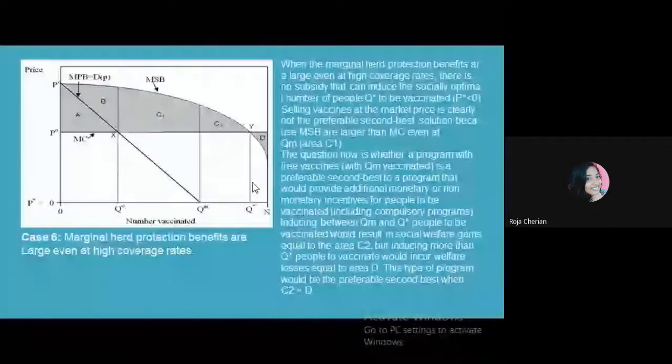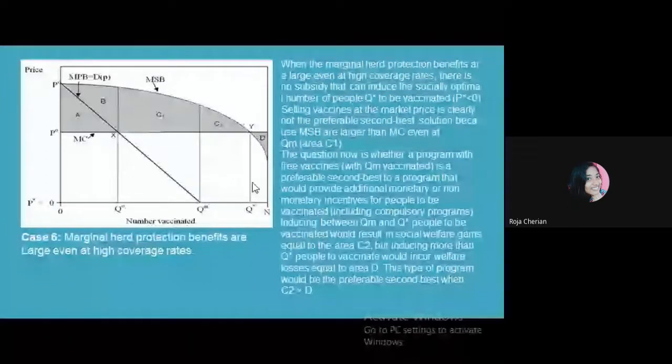Case 6, marginal herd protection benefits are large even at a high coverage rate. When marginal herd protection benefits are large even at a high coverage rate, there is no subsidy that can induce the socially optimal number of people, that is Q0, to be vaccinated. So selling vaccines at a market price is clearly not the preferable second best solution, because marginal social benefits are larger than the marginal cost even at the point QM, that is area C1. So there arises a question as to whether a program with free vaccine, that is with the QM people vaccinated, is a preferable second best to a program that will provide additional monetary or non-monetary incentive for people to be vaccinated, including compulsory programs.